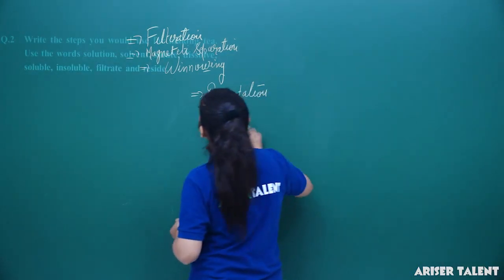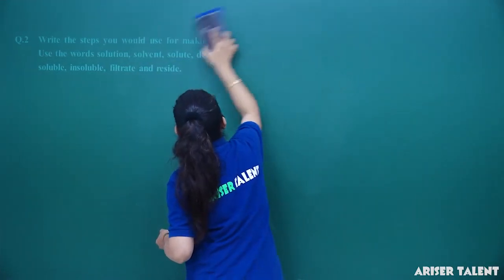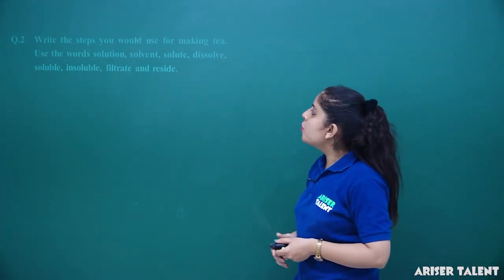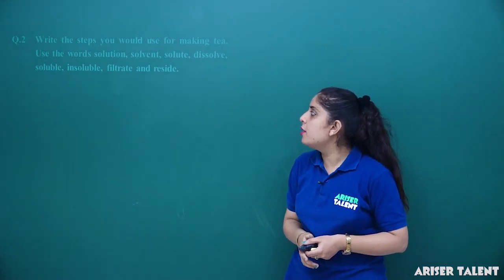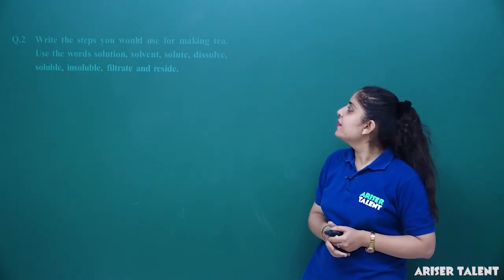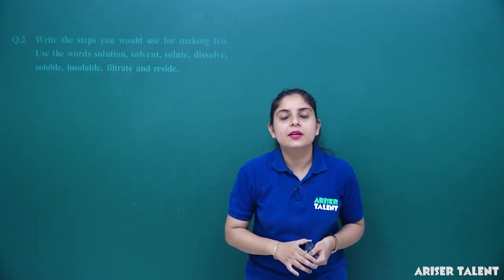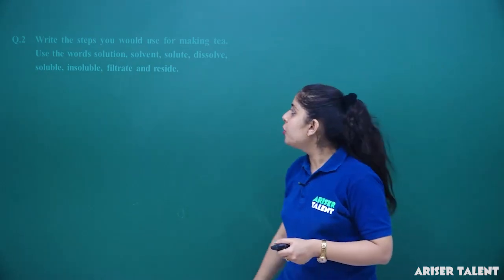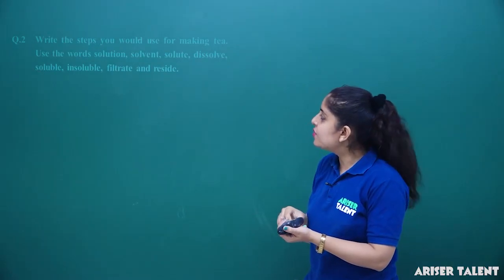This is our question number 2. Write the steps you would use for making tea. Use the words solution, solvent, solute, dissolve, soluble, insoluble, filtrate and residue. It is a very simple and common question. You have to write the steps for making tea. Do you know the steps for making tea? The steps for making tea are very simple, but you have to use these words in making your sentences. So let's try here.